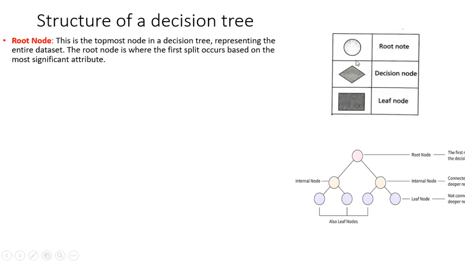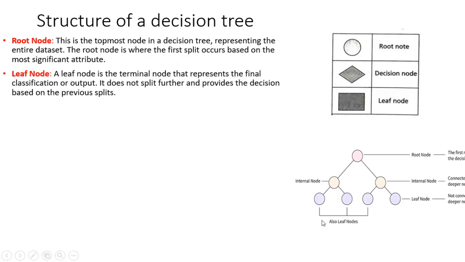The root node is indicated through a circle like this. Basically the root node is the topmost node of the decision tree. The second figure shows an example of a decision tree. So this is the root node, which is the topmost node in the tree, which represents the entire data set. The root node is further split based upon the most significant attribute.